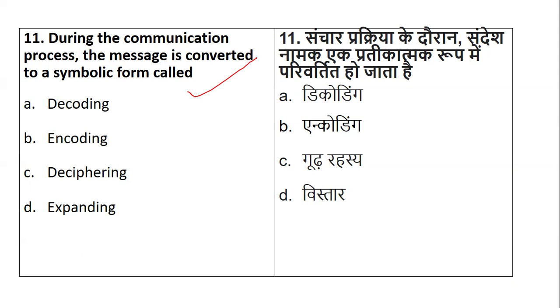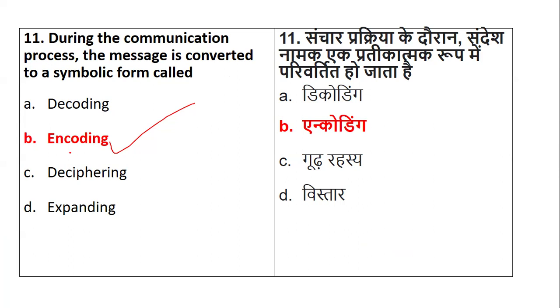So there is a technical language for this process. When the communication process takes place and the message is converted to a symbolic form, the communication terminology is called as what? It is nothing but encoding. The message is converted to a symbolic form, or they can also give you the question as: the source, that is the sender, converts the information. So what exactly is it called? It is nothing but encoding.